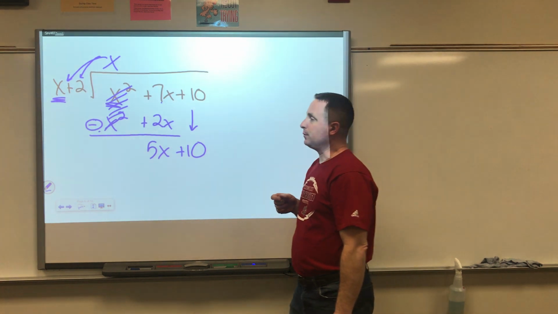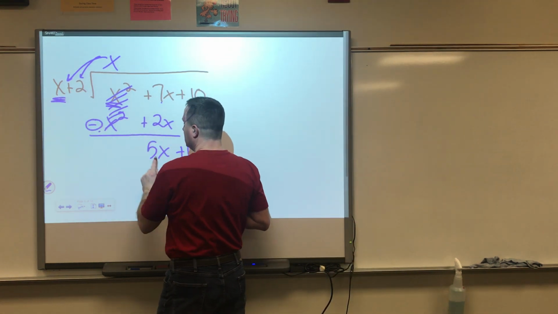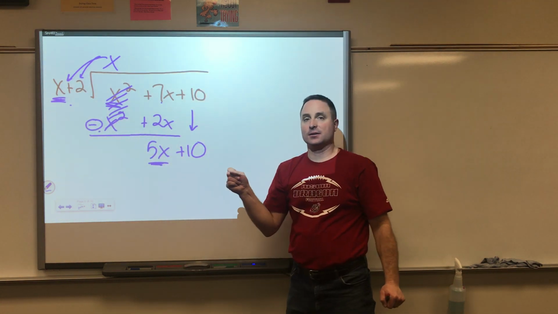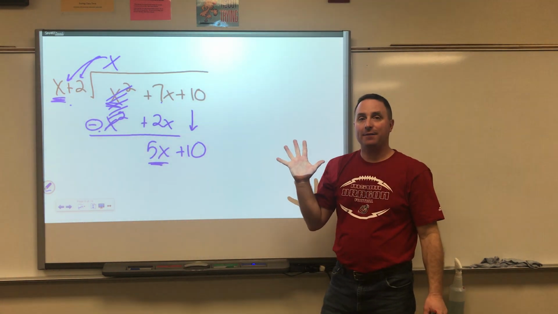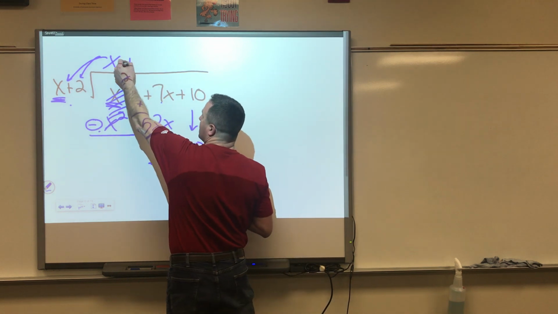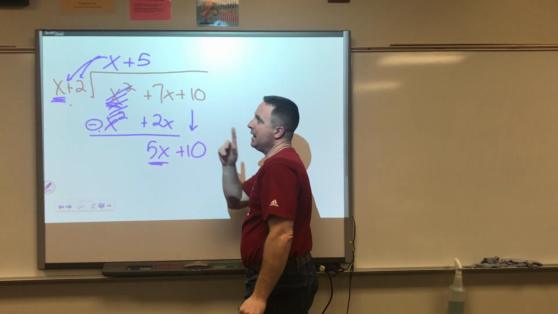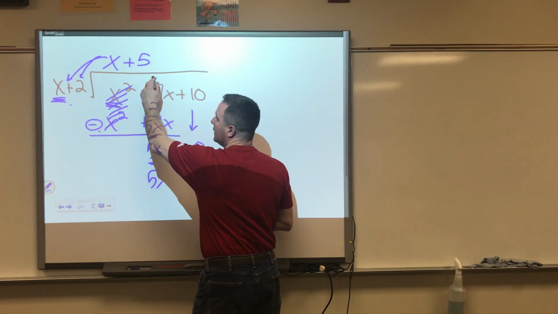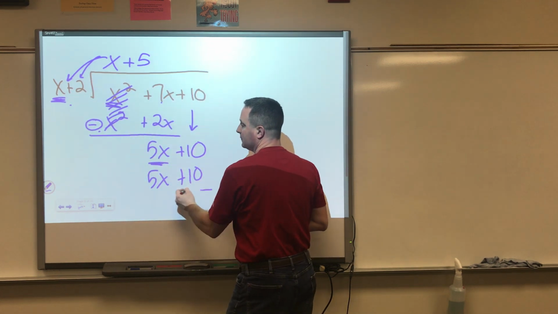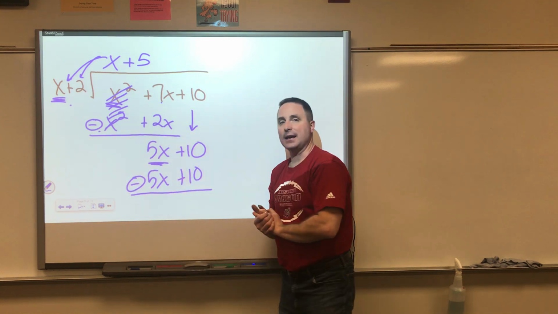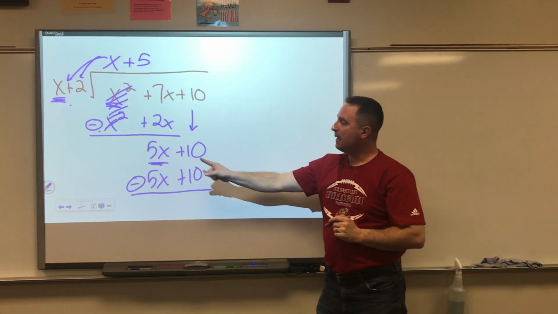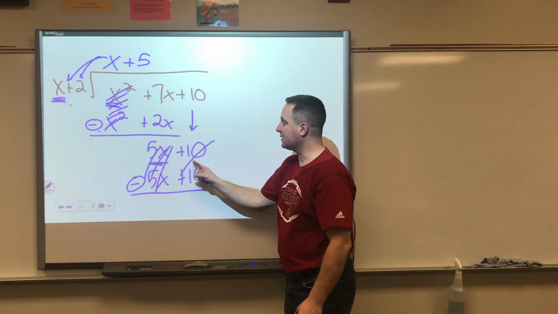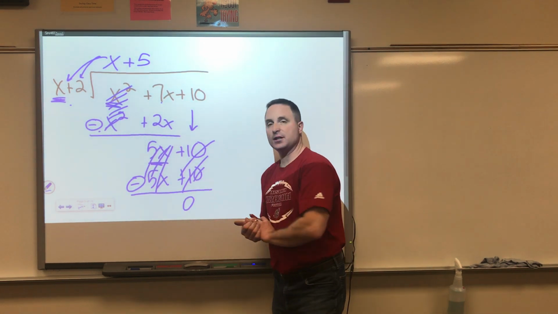Okay, how about round 2? I do it again. I look at the first number and the first number. What do I multiply x by to get 5x? It's just a 5, a positive 5. So I'm going to write plus 5 up here. And I'm going to multiply and subtract again. 5 times x is 5x. 5 times 2 is 10. And then I subtract. Hey, look what happens here. 5 minus 5 is 0. They all go away. 10 minus 10 is 0. It has a remainder of 0.